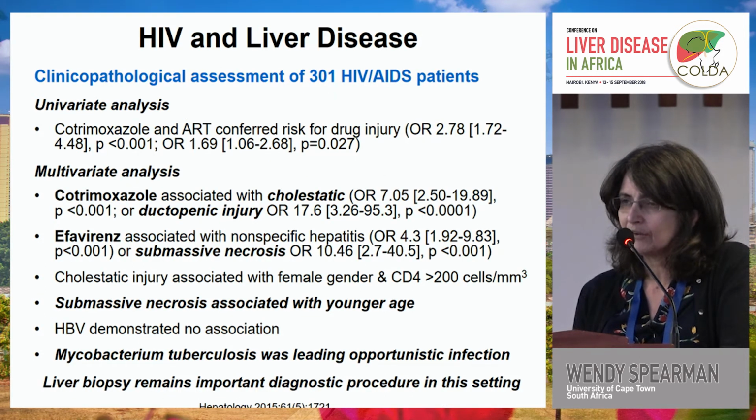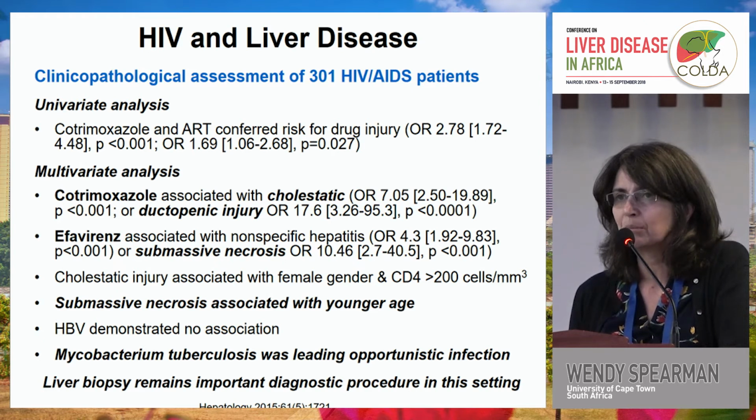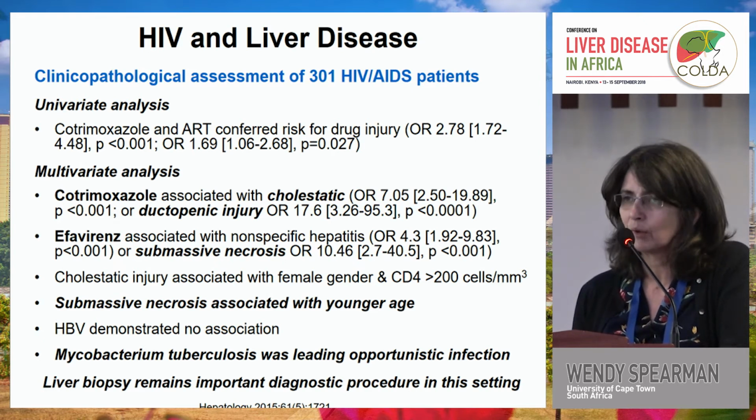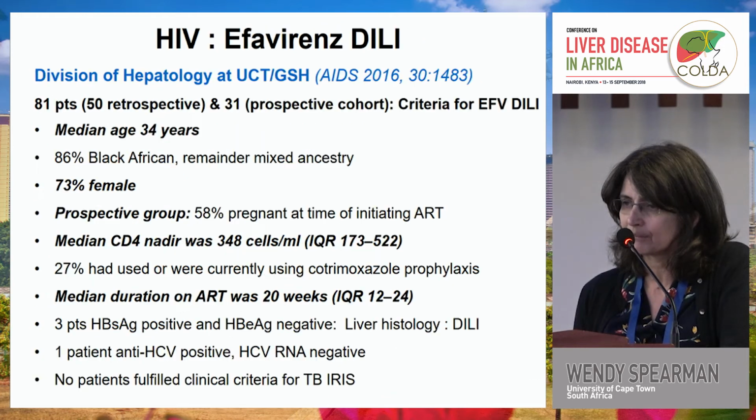So we look at the multivariate analysis of the study. Cotrimoxazole, as expected, was associated with a cholestatic or ductopenic injury, but an interesting finding was efavirenz, which was associated with non-specific hepatitis, but more concerning, submassive necrosis, which was associated with a younger age. The leading opportunistic infection in our patients was TB, and I think in our setting, liver biopsy really was an important investigation to establish the diagnosis, particularly when 16% of individuals were presenting with more than one diagnosis. And this, unfortunately, is not easily available in many regions within our country, as well as across the continent.